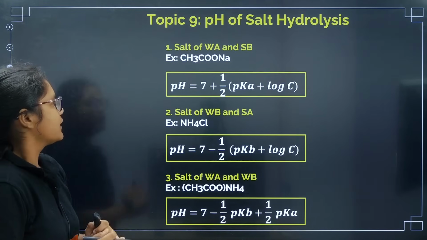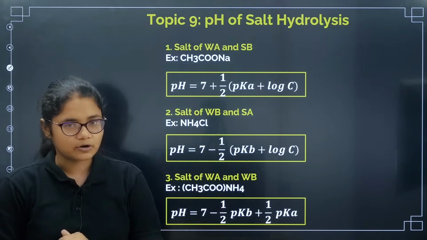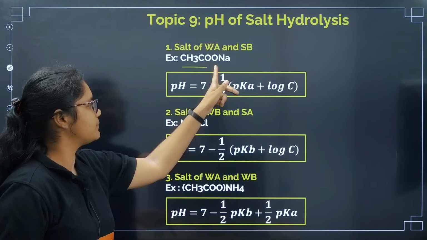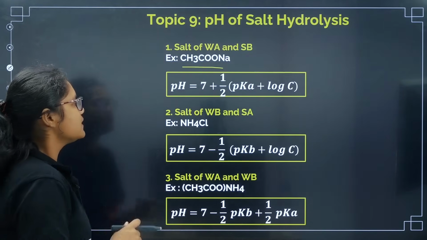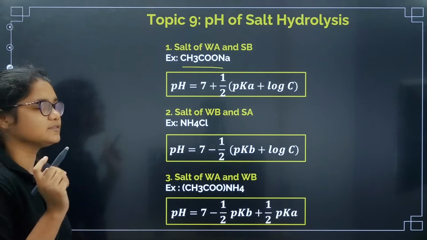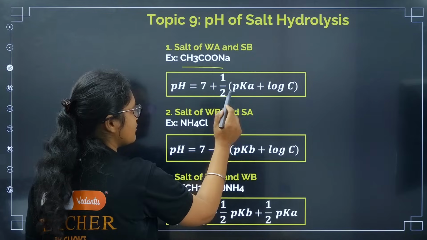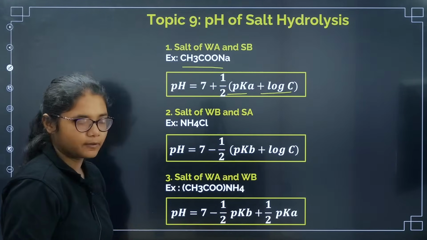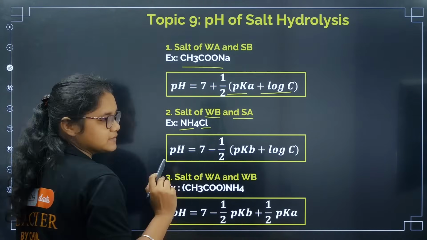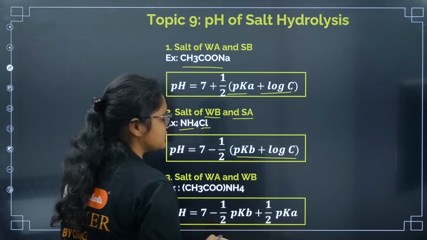Okay, now coming to salt hydrolysis. There are three types of salt which undergo salt hydrolysis. The first is the salt of a weak acid and a strong base. You can see the example. For that, what is the formula? CH3COONa: CH3COOH is a weak acid, NaOH is a strong base, so the salt will be a salt of a weak acid and a strong base. So the pH formula here will be 7 plus half pKa plus log C. Now the salt of a weak base and a strong acid, so NH4 and Cl, right? Here the pH will be 7 minus half pKb plus log C.